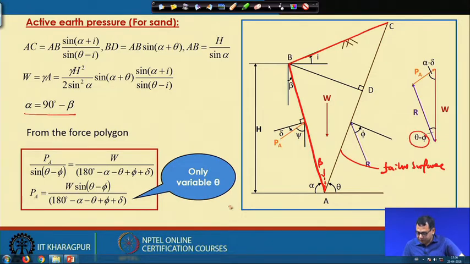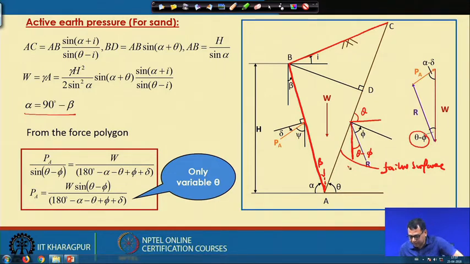Okay? So you can see that if I draw this line parallel to this one, this angle is also theta. So this is making an angle theta minus phi. This is theta minus phi with the vertical. So this R is making an angle theta minus phi with the vertical. Okay?